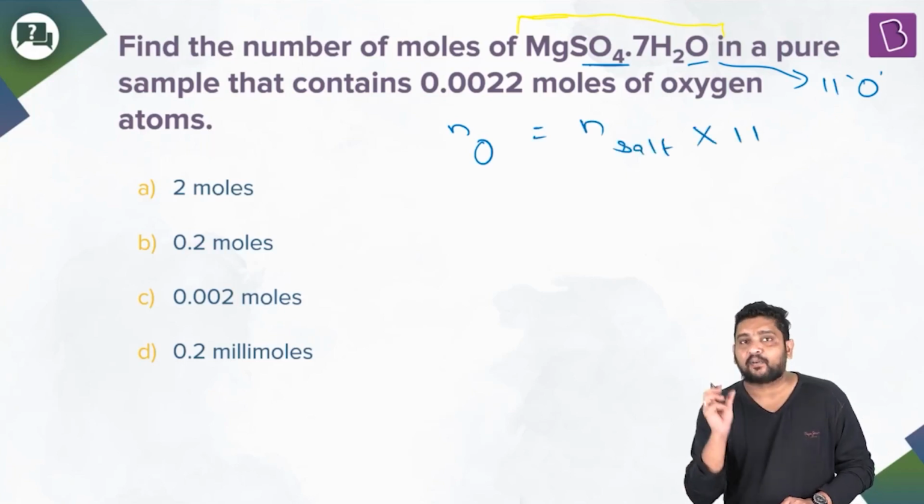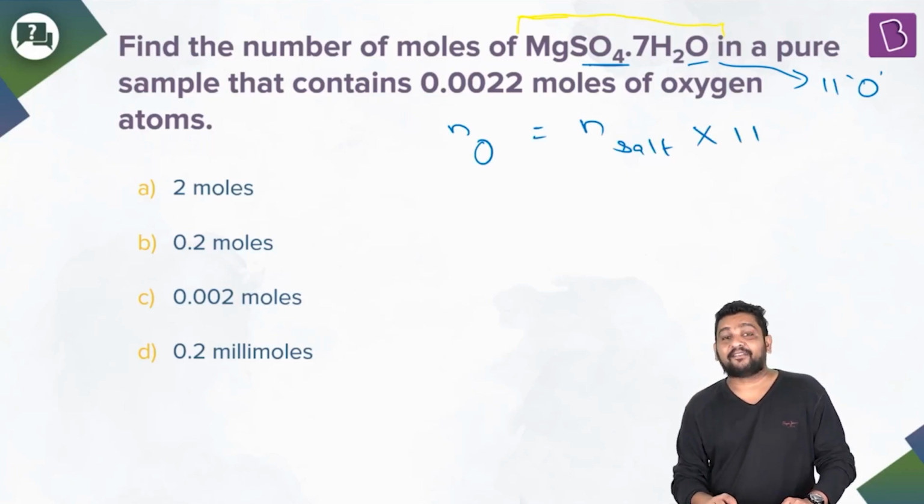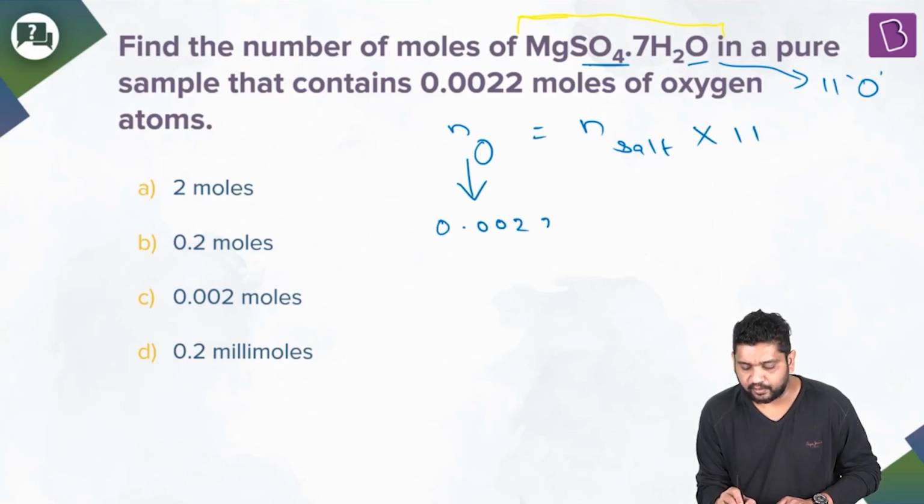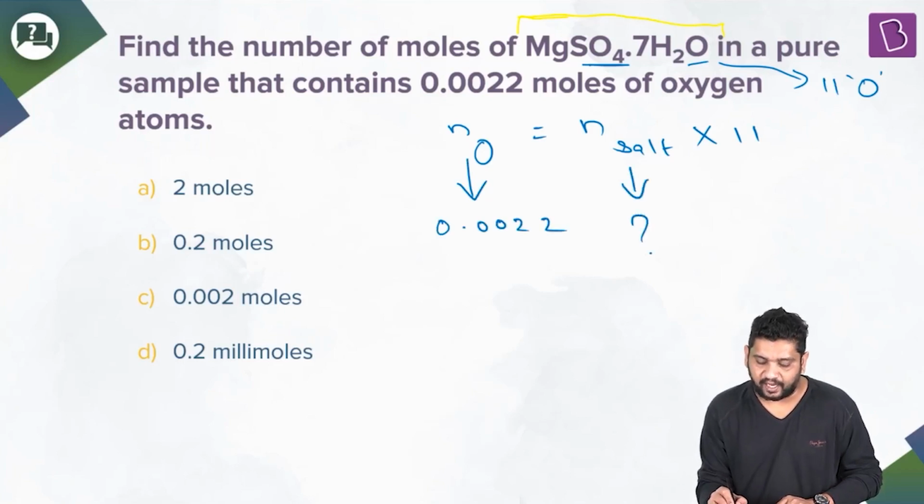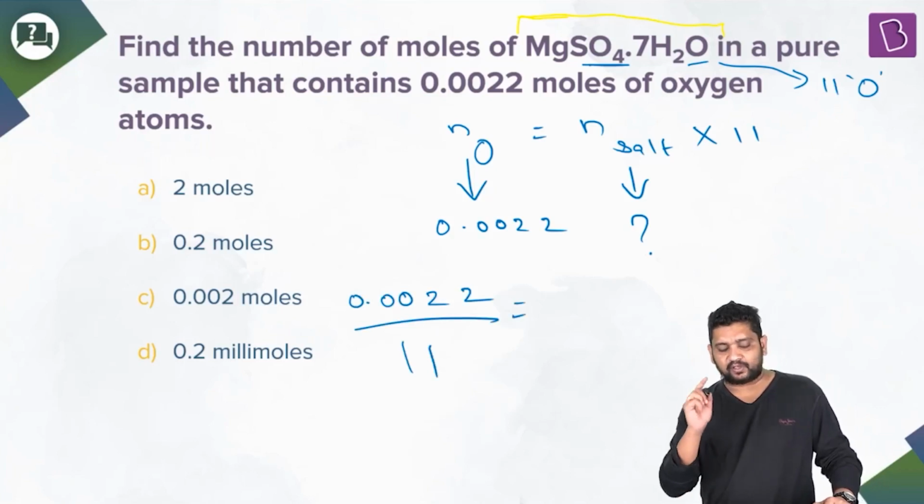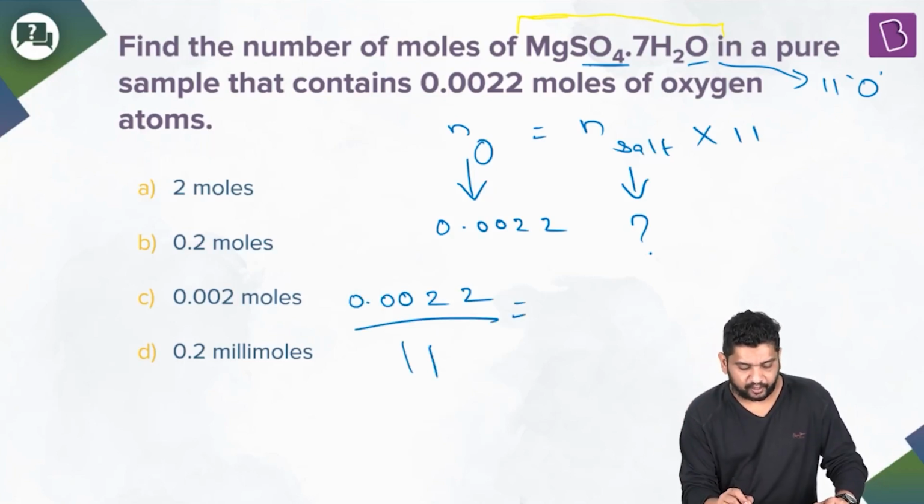Right, because each formula unit contains 11 oxygen atoms, 4 from the MgSO4 and 7 from the 7 water molecules of crystallization. So here we can say that this is already given to us. It is given to us as 0.0022. This is what is asked, right? So simple question. 0.0022 divided by 11, which is going to be how much? 0.0002, 3 zeros and then 2, right?